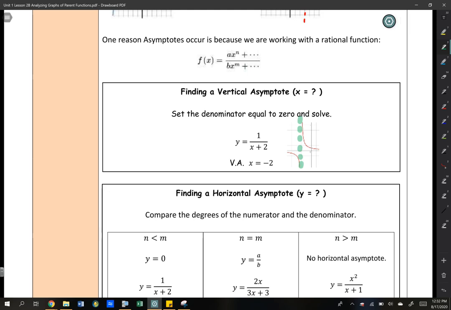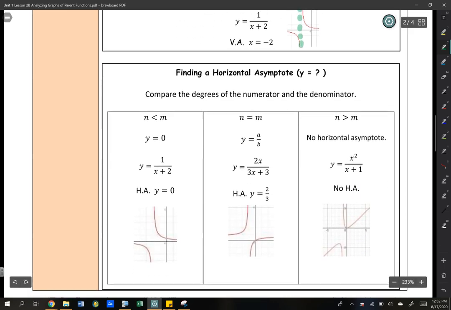Now, finding horizontal asymptotes is a little trickier, all right? This is really more of a coming attractions for next year. I'm just letting you know how it works. We're going to keep these very, very basic for our purposes, but I just wanted you to understand pretty much how it all works. So when we're talking about a horizontal asymptote, we're comparing the degrees of the numerator and the denominator, all right?